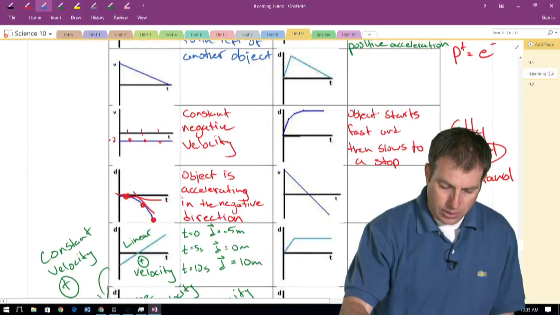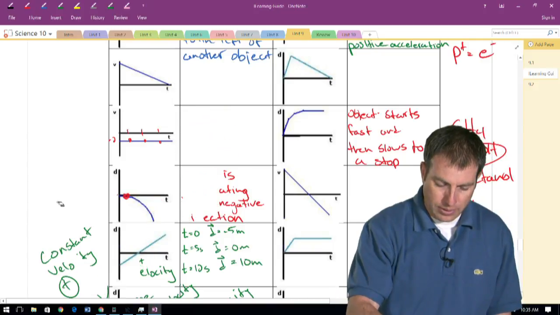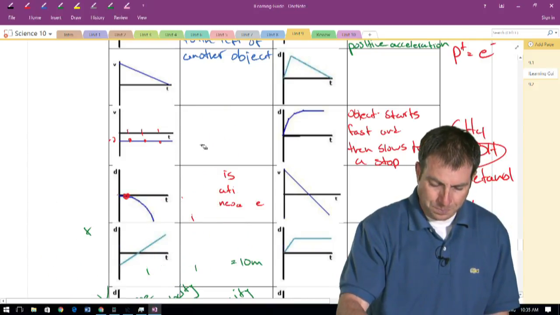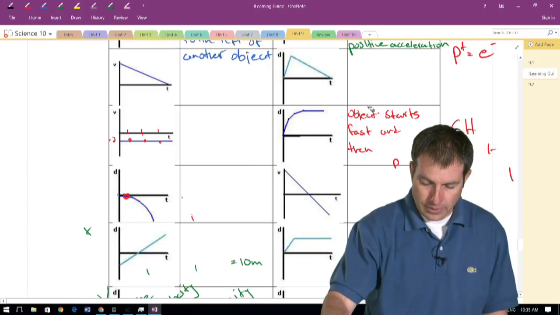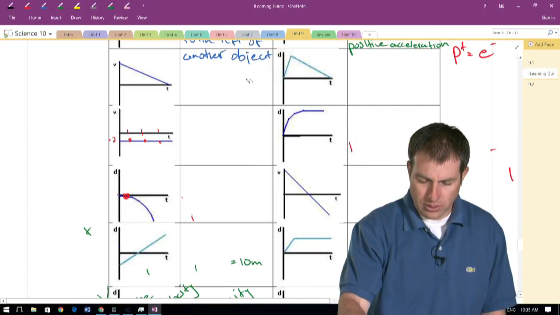So let's get rid of this stuff. Chemistry on there as well.